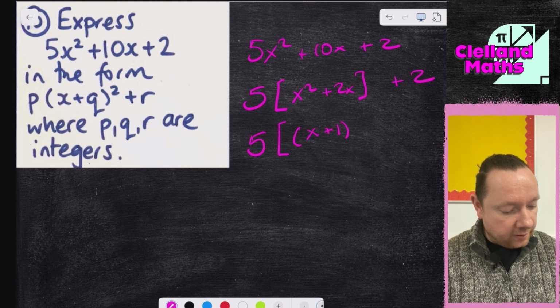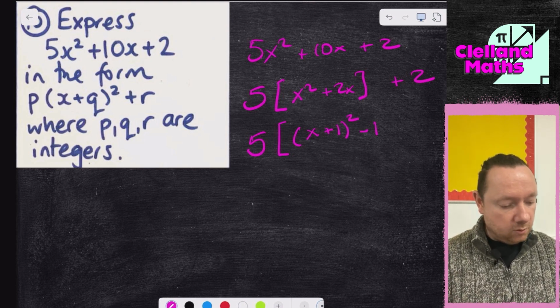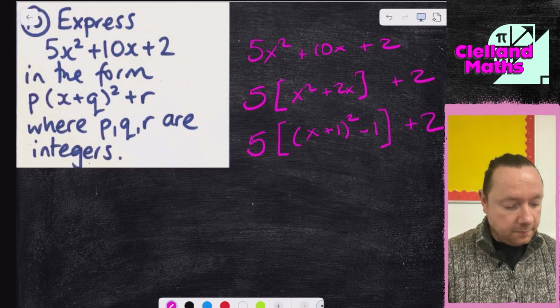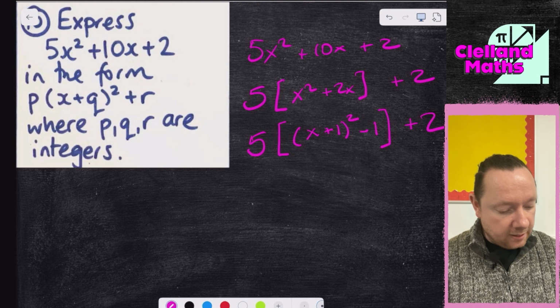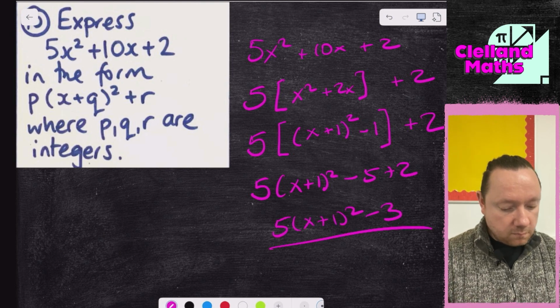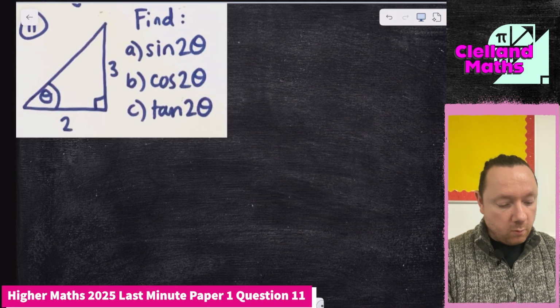x plus 1, half the term, squared, and I immediately take away 1 squared. 1 squared is 1, so minus 1. That's stuck inside the bracket with the 5, and then plus 2 is hanging on the end. Now get rid of my big bracket, so I've got 5 times (x plus 1) all squared, minus 5 plus 2. So I've got 5(x plus 1) all squared, minus 3. And we're done there.